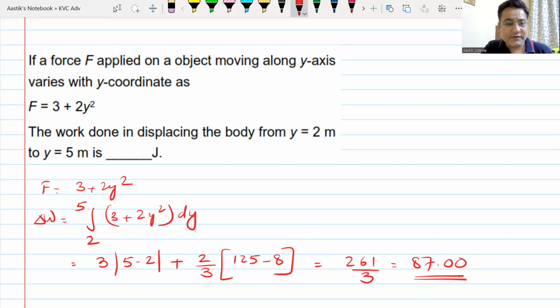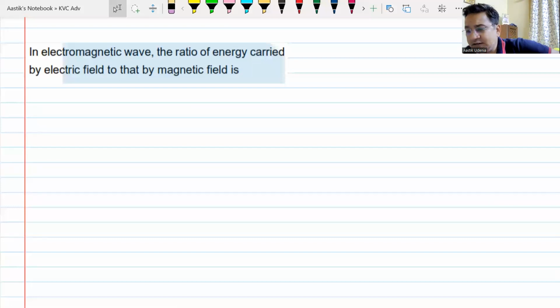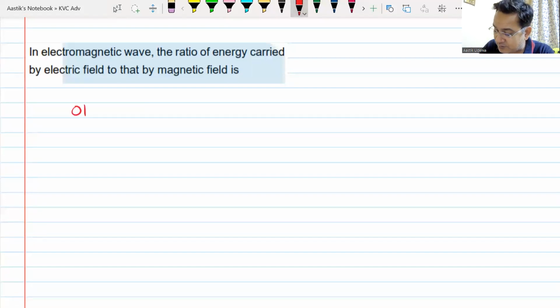And as you can see, this is the one. In an electromagnetic wave, the ratio of energy carried by the electric field to that of the magnetic field is... and the answer is mu by epsilon naught? No, sir, the answer is not that. It is 1.00. The answer has to be given in this form. That is what the instruction says.